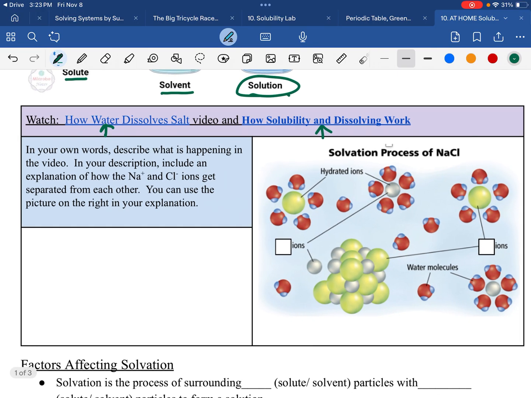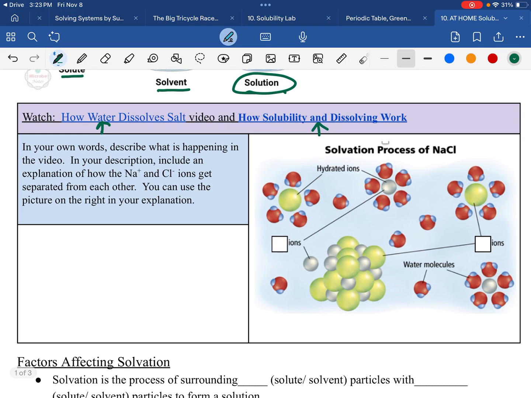And then you're going to describe how salt dissolves in water. So we have a little picture here, and this picture represents a chunk of salt. The formula for salt, and you can write this down, is NaCl, that's table salt, sodium chloride. These little gray ions are sodium ions, Na, and the little green ones are chloride ions, Cl.